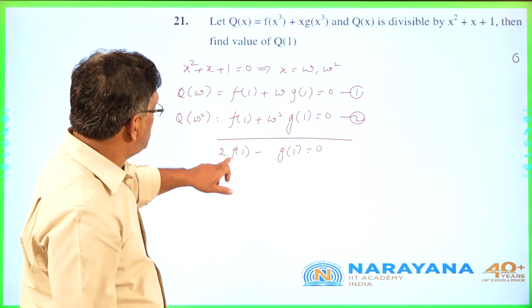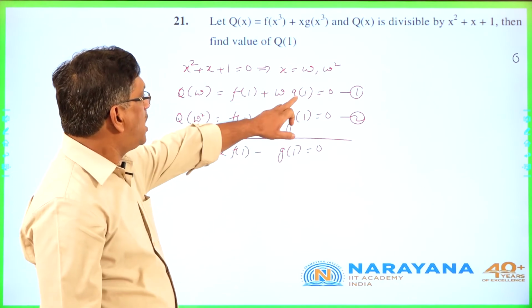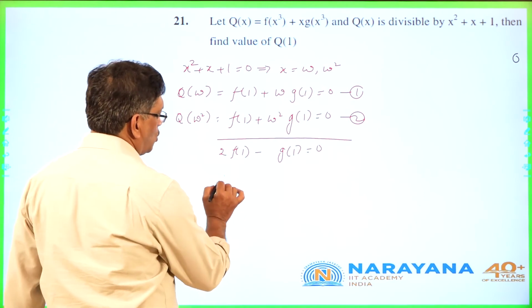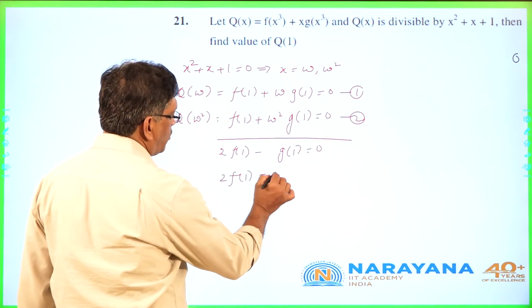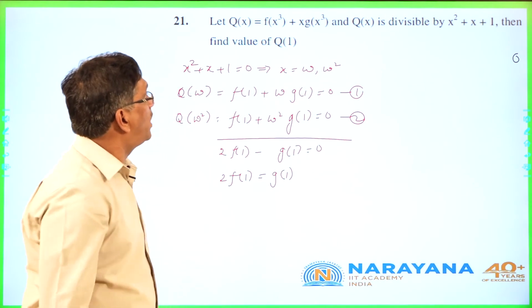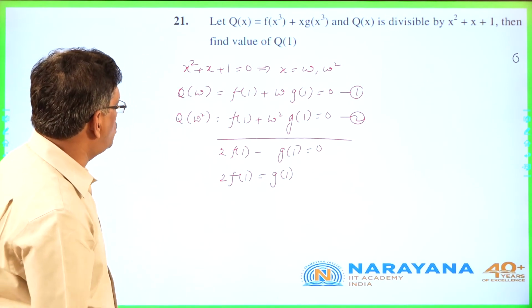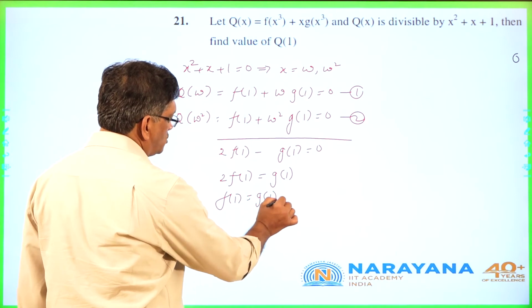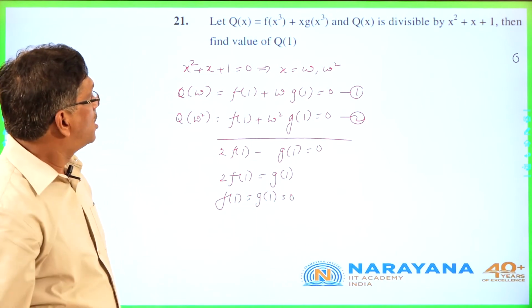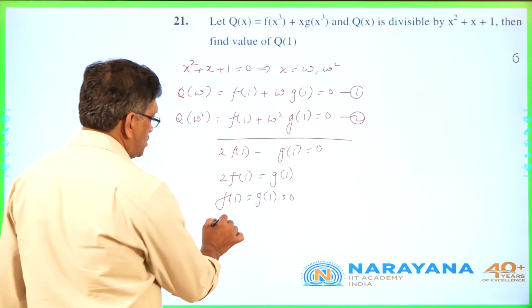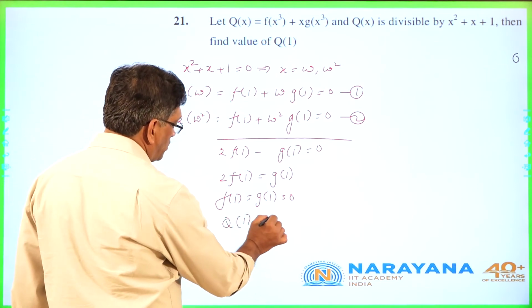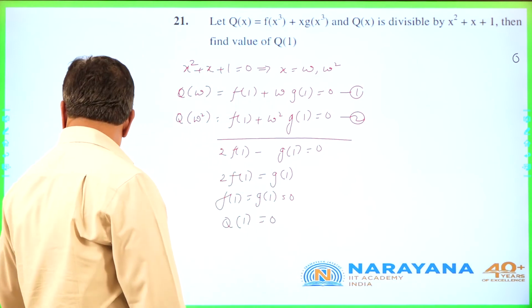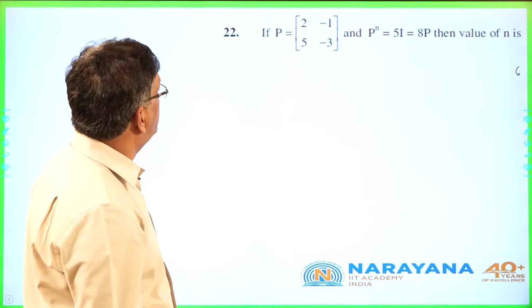So, f of 1 plus f of 1, 2 f of 1, and if you take g of 1 common, it is like this. So, 2 times f of 1 equal to g of 1. So, clearly we can observe f of 1 is 0 and of course g of 1 also. Now, he is asking q of 1. So, q of 1, that is also 0. Okay, simple problem. Next, let us go to the next one.